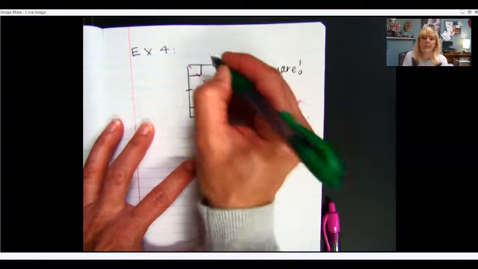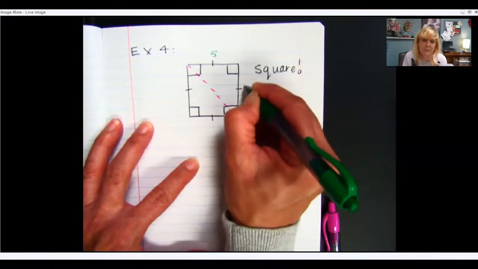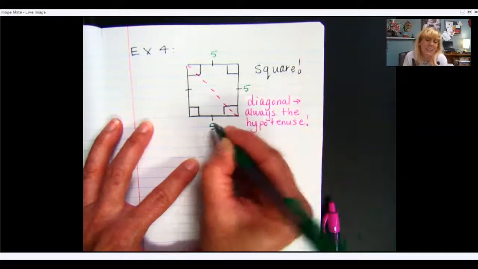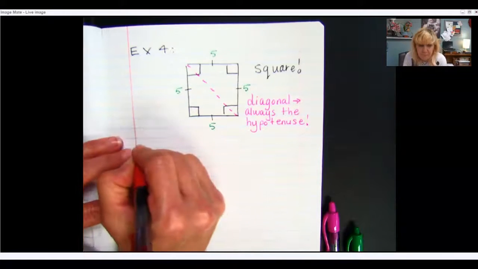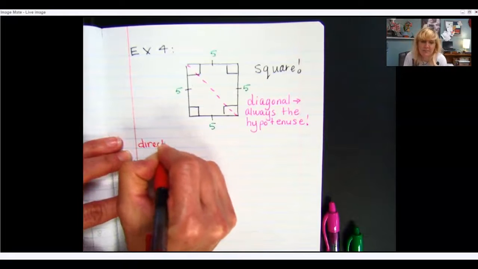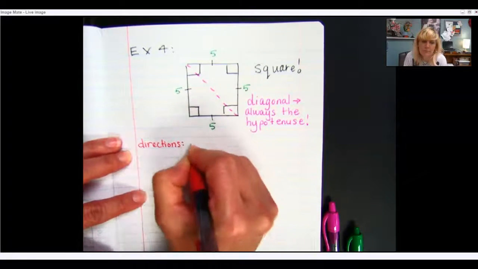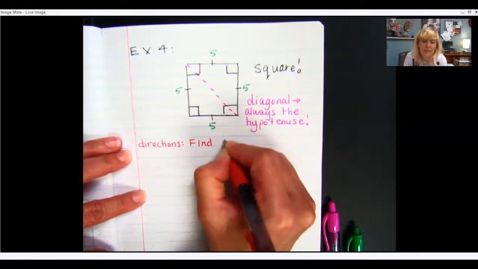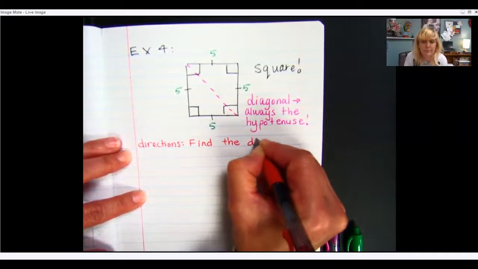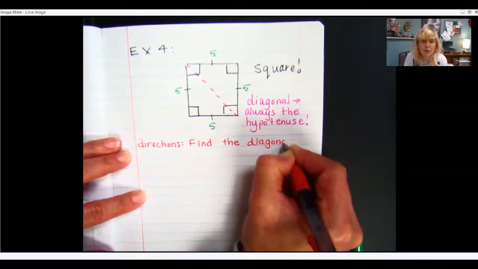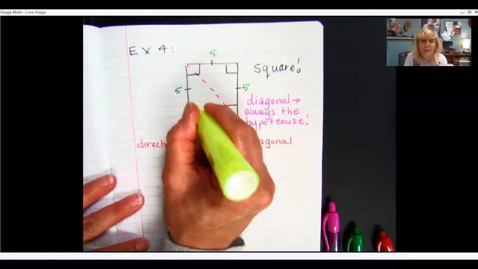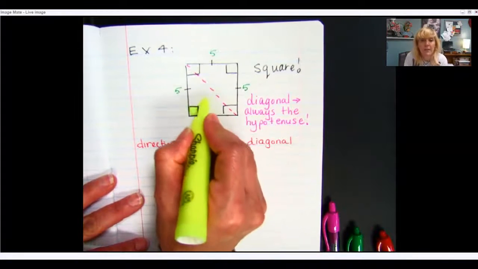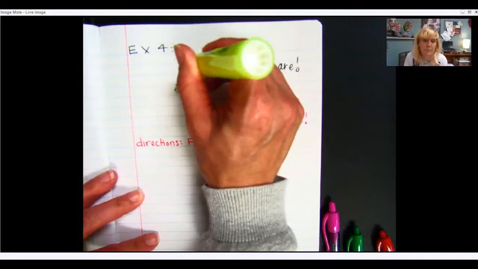So, what are we going to do with this? Well, first of all, let's give it some measurements. Let's say each side is 5. So go ahead and label it as 5. And here's your instructions. We're going to find the length of the diagonal. And the length of the diagonal is never the same amount as the side. So if the side is 5, then the diagonal is certainly not 5. We're going to have to use the hypotenuse and the Pythagorean theorem to figure it out.